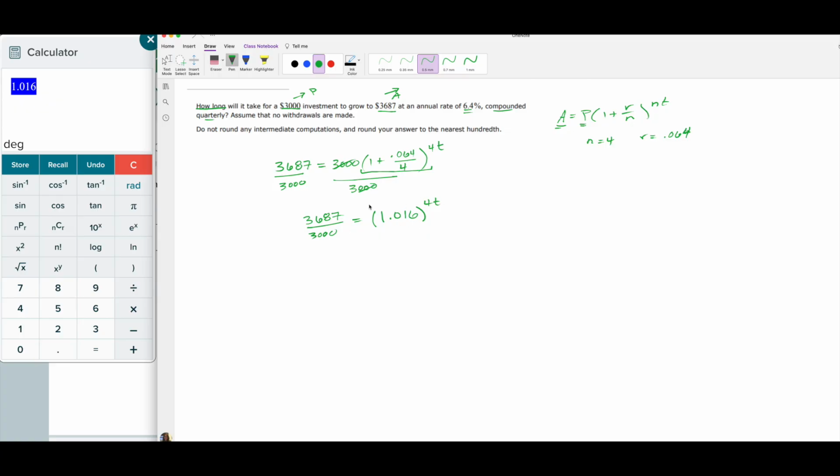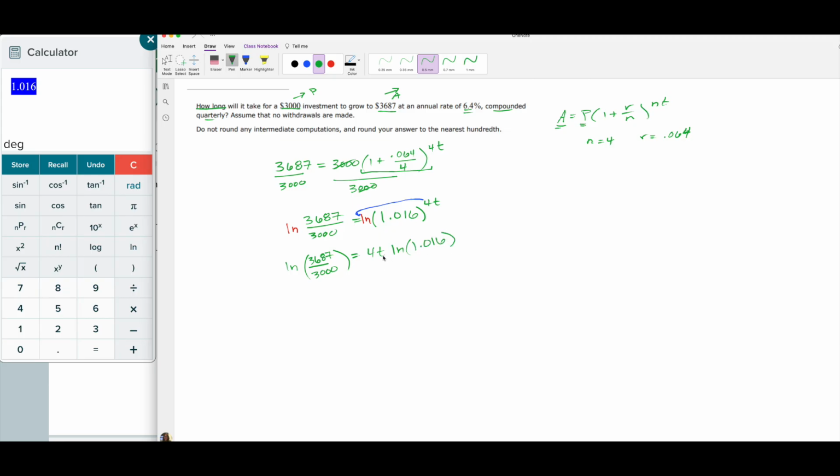So now in order to bring that t down, I'm going to apply the natural log to both sides. Okay, so we're going to take the natural log of both sides of the equation. And then using properties of logs, that will allow me to bring that exponent down in front. So this is the natural log of this quotient, and I'm going to wait and just use the calculator at the end. Bring that 4t down, and that's natural log of 1.016.